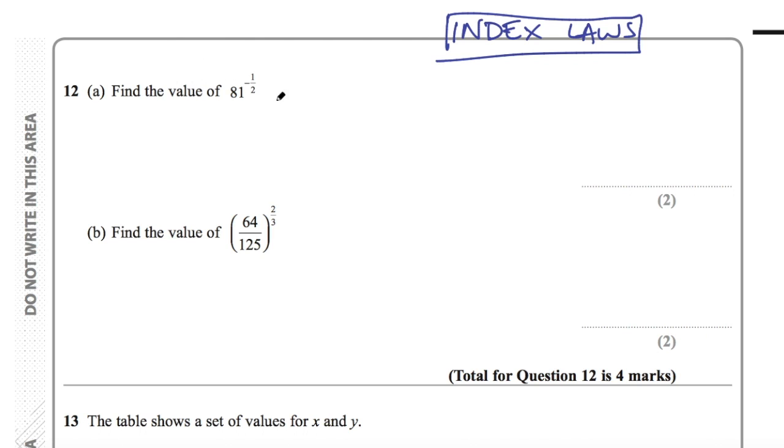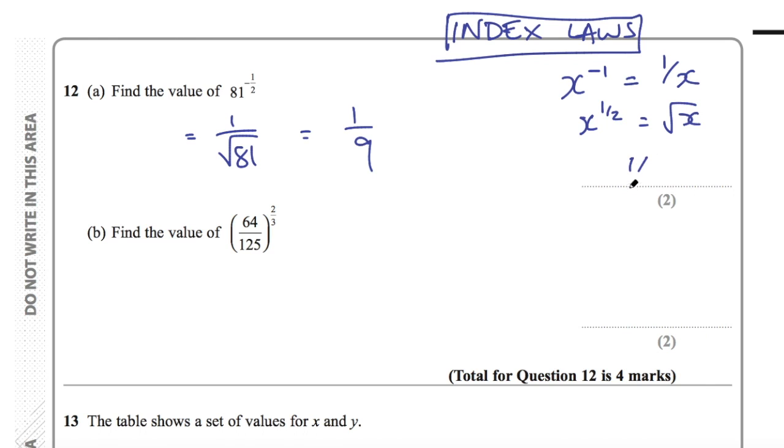So if you have a negative exponent, so x to the minus 1 is 1 over x, and if you have an exponent of a half, that's the square root of x. So if you combine those things, you get 1 over the square root of something. So this is going to equal 1 over the square root of 81, which is 1 over 9. So that's your answer there, 1 over 9.